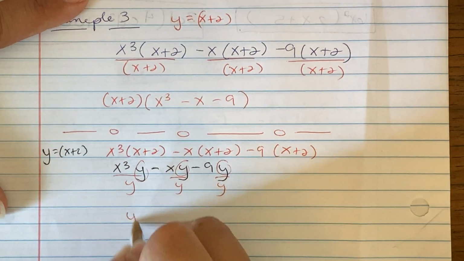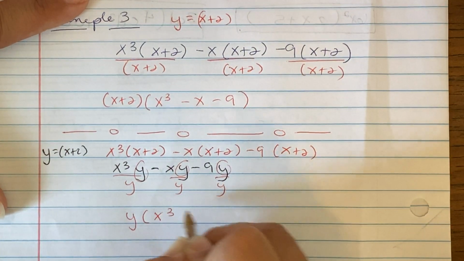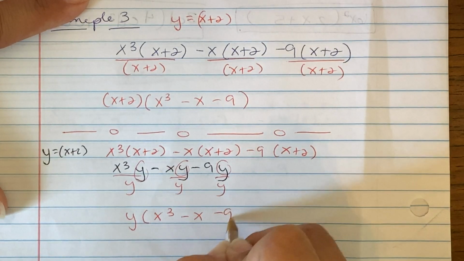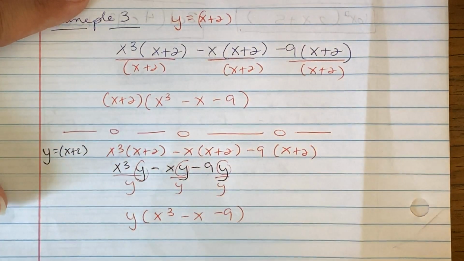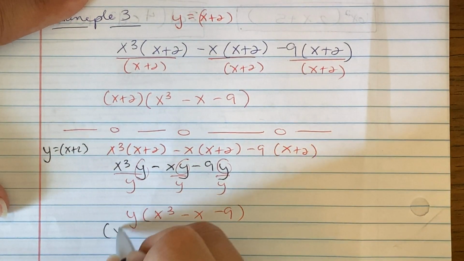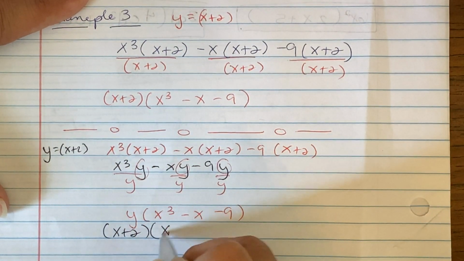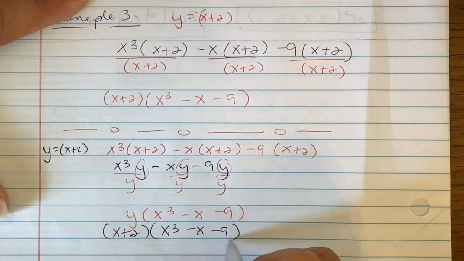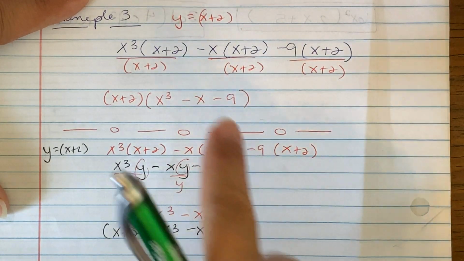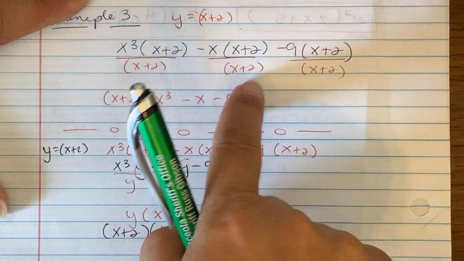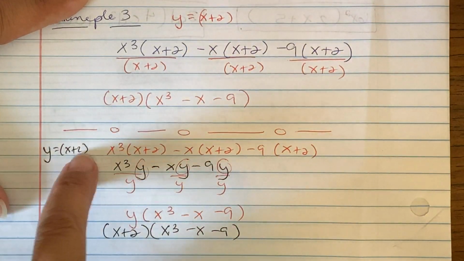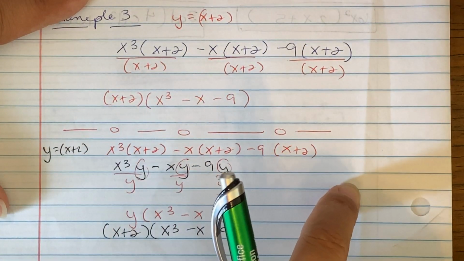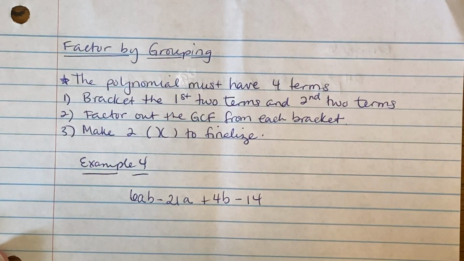So then we become y parentheses x cubed minus x minus 9, which is what we had in the other one. And we said that y represented x plus 2. So all I had to do is bring back x plus 2, and the second piece slides down. So there's two ways of doing this. You can either notice that they all share the same GCF in the bubbles, or pick a variable to represent that specific bubble or multiple bubbles for your GCF pieces.